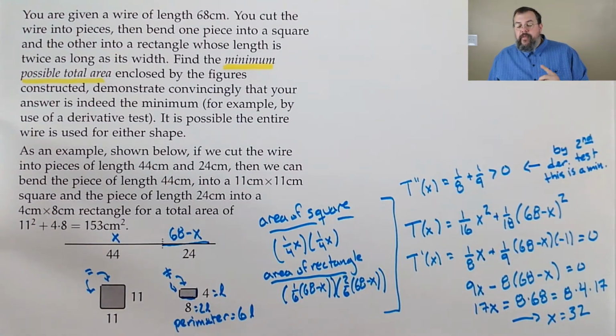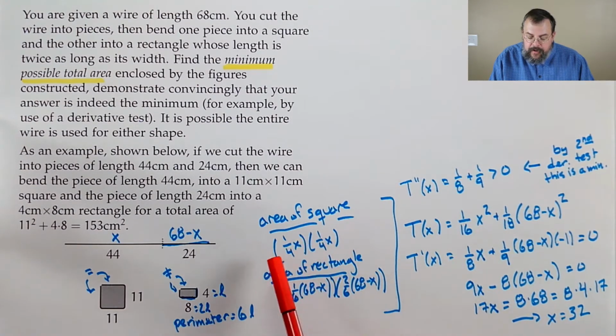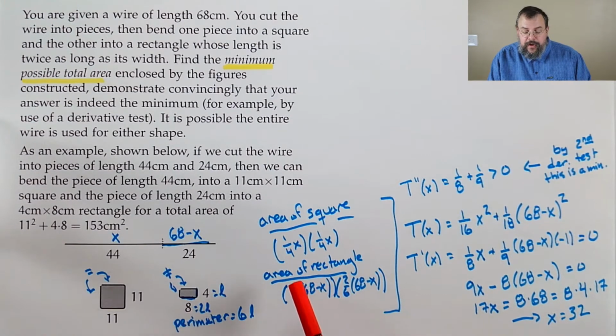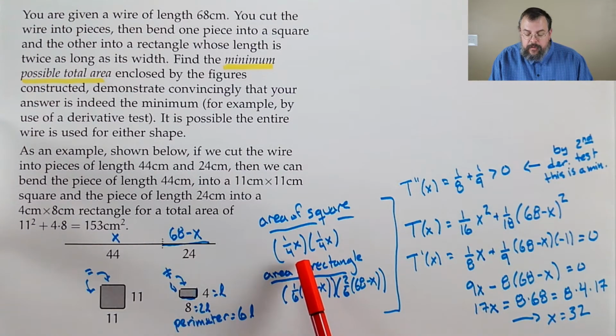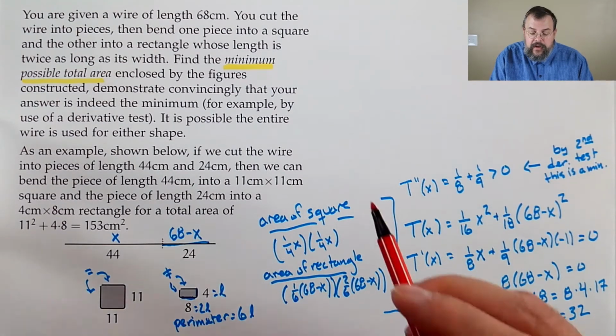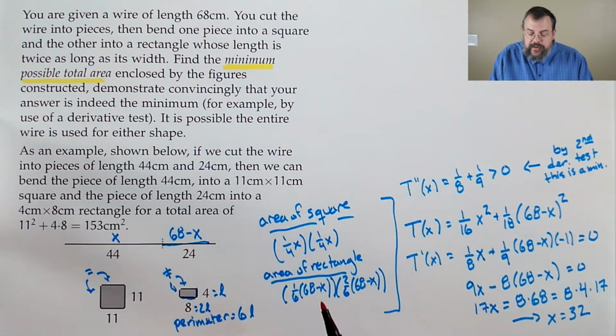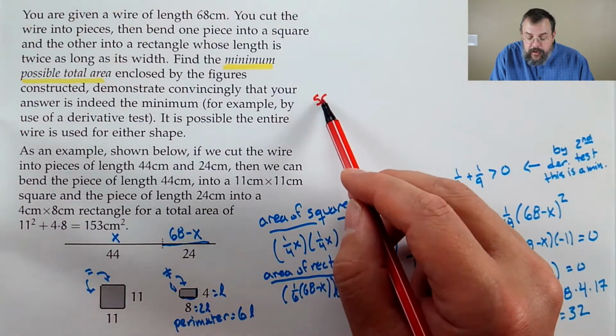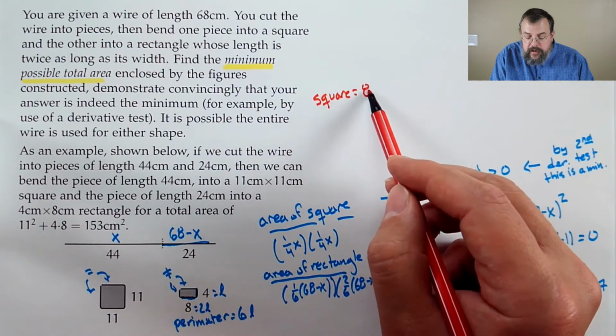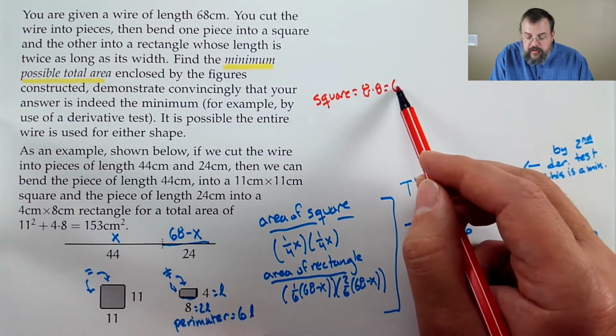All right. But we're not done yet. We have demonstrated convincingly that this is the minimum, but we're after the minimum possible total area. So the last thing for us to do is to plug 32 in. Now we could plug it into here, but maybe it's a little bit easier to see what's happening here. So we know x is 32. 1/4 times 32 would be 8. So our square is 8 by 8, which gives us 64.